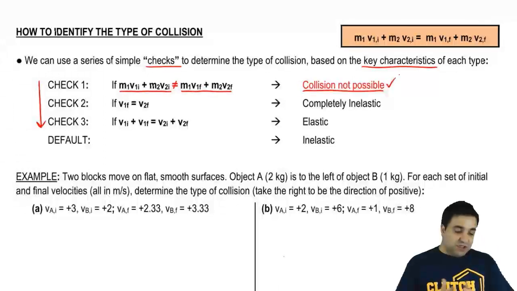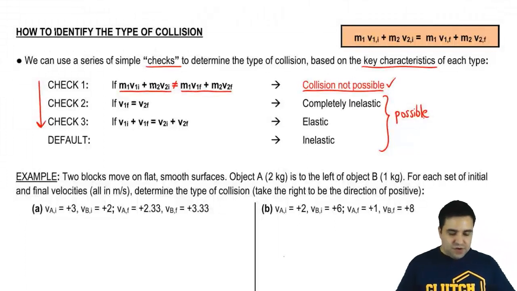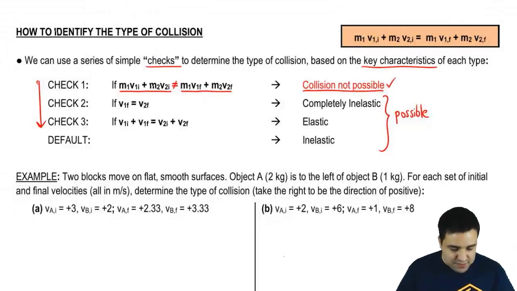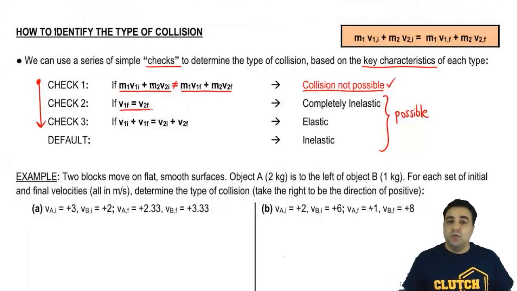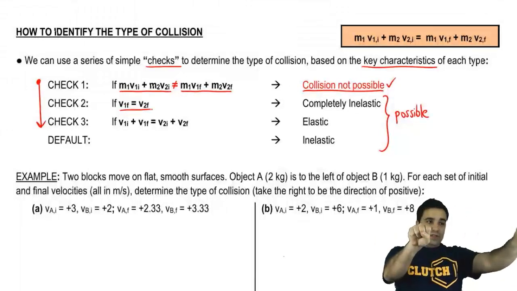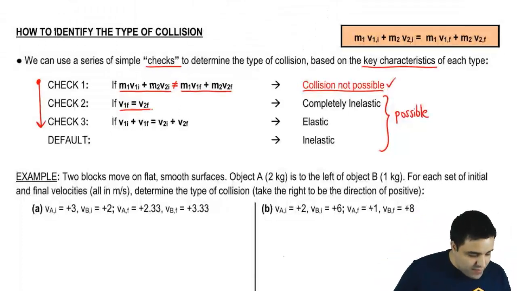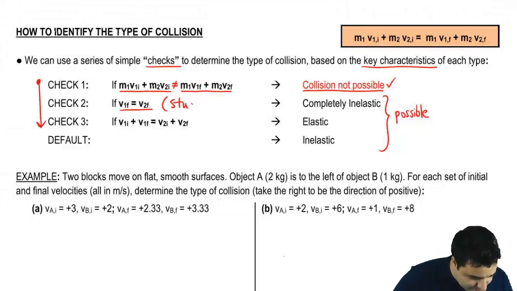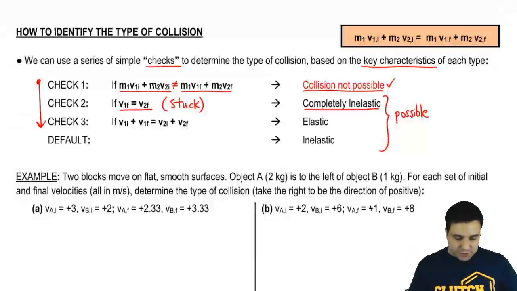Now, if the collision is possible, it's going to be one of these three types. So if it passes the first check, then you're going to check for other things. The second thing you're going to check for is the simplest one, which is if the two objects have the same final velocity, what that means is that after colliding, they actually stuck together, right? If I move with a 4 to the right and this guy moves with a 4 to the right as well, it means that we're moving together. So in that case, they stuck together, which means that this is a completely inelastic collision. It's pretty easy to check, you just look at the numbers.